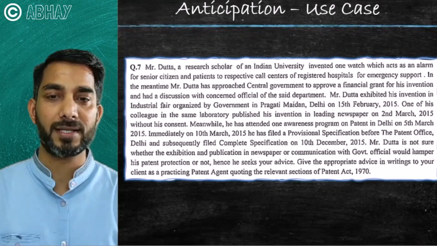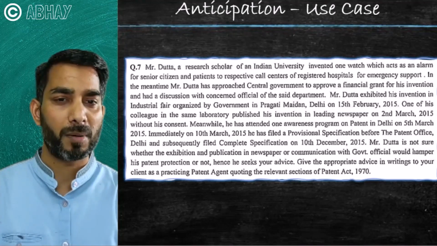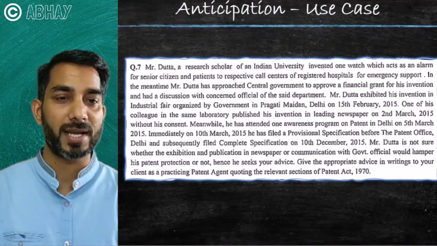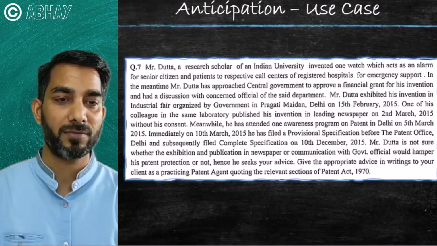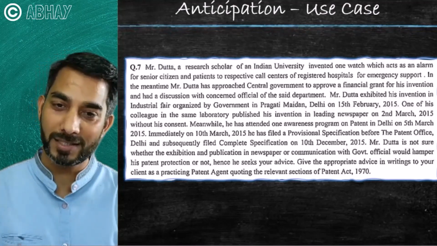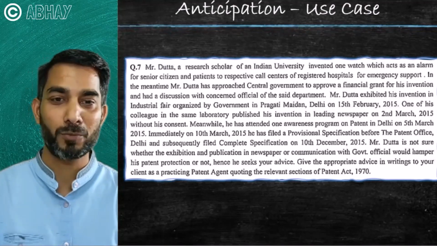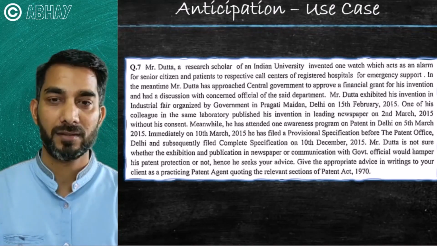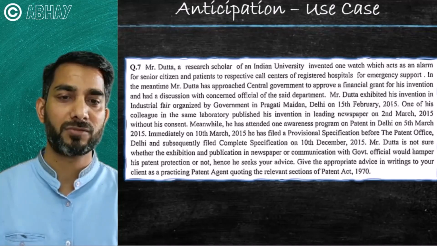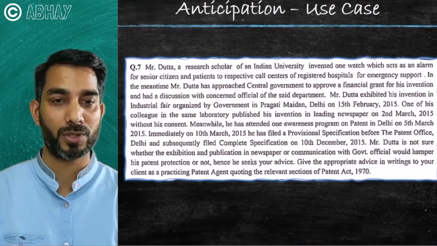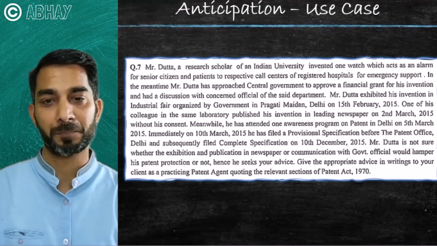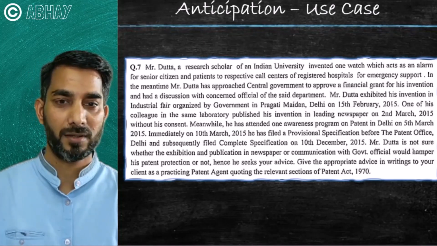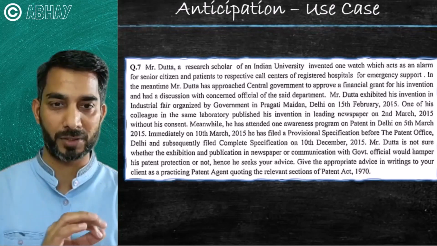One of his colleagues in the same lab published his invention, underline, in the newspaper on 2nd March, a few weeks after the first exhibition, without his consent, again underline. Meanwhile, he has attended one awareness program on patent in Delhi. Immediately on 10th March, he has filed a provisional specification, good job, before the patent office, and subsequently filed complete specification on 10th December. Now, 10th March to 10th December, within 12 months, all good on Mr. Datta's part.